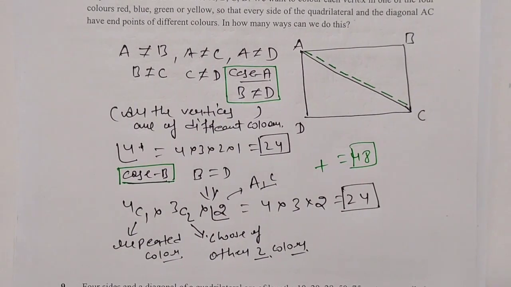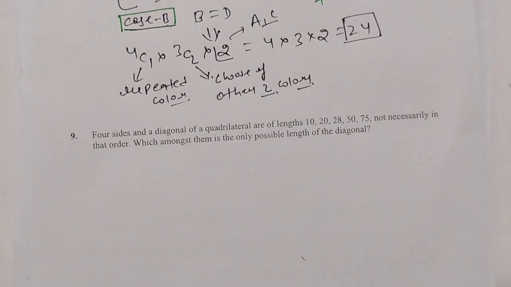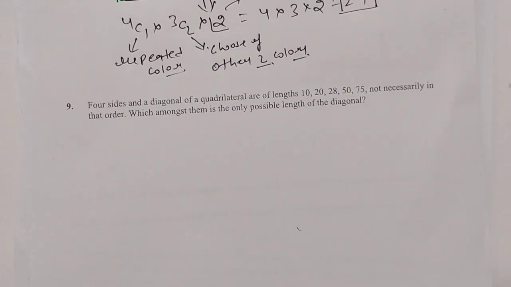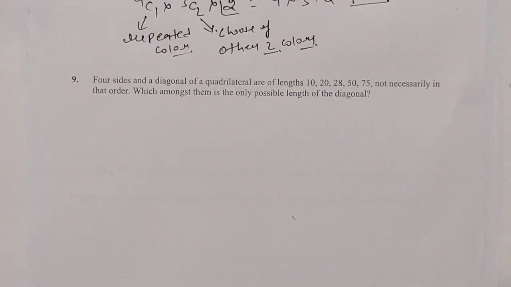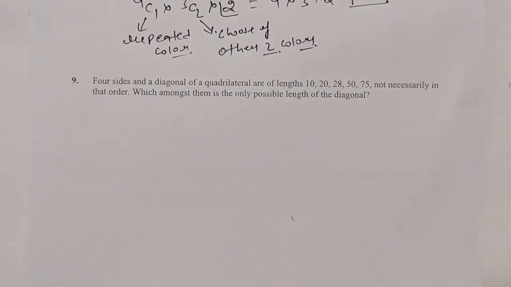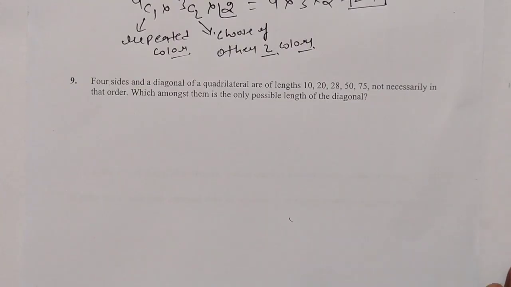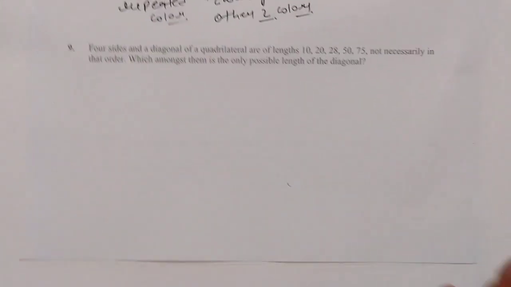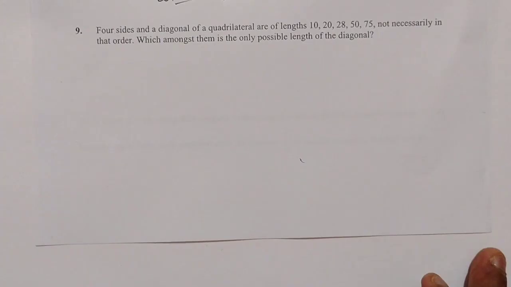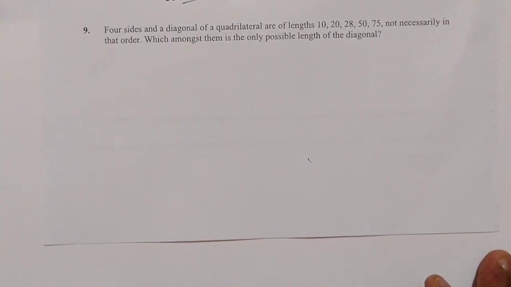Now we have the question number 9. In this problem, in question number 9, we have the four sides and diagonal of a quadrilateral are of lengths 10, 20, 28, 50 and 75, not necessarily in that order. Which amongst them is the only possible length of the diagonal?